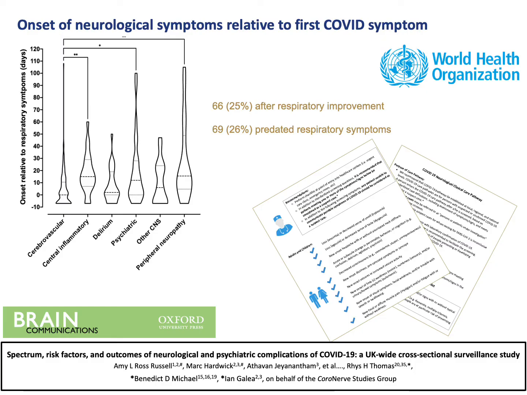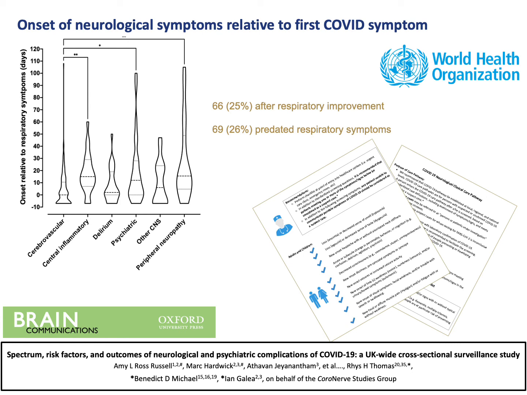We then went on to look at really detailed clinical data on these patients, identifying that the stroke cases, or cerebrovascular as it is there on the graph, tended to present to hospital with their stroke at or around the time of their COVID symptoms, whereas inflammatory problems, like encephalitis, presented statistically significantly later, at an average of about 2 weeks after respiratory symptoms, suggesting that maybe it's direct viral replication that's important for strokes, but a virus-induced immune response that's important for encephalitis and other inflammatory conditions.